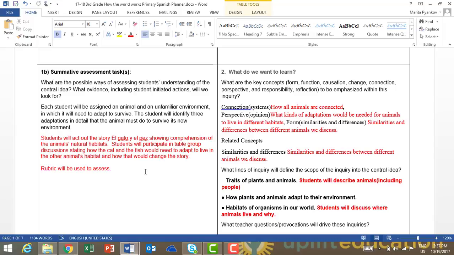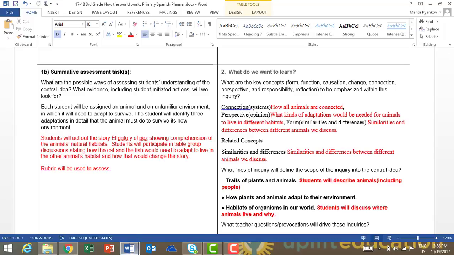Part of that process is going to be a table discussion where they discuss how a cat and fish would need to adapt to live in each other's habitats and how that would change the story of El Gato y el Pez. The story itself is pretty typical. The cat wants to get to the fish, but he can't. And so we can have a lot of discussions about why the cat can't go into the fish bowl and that sort of thing.